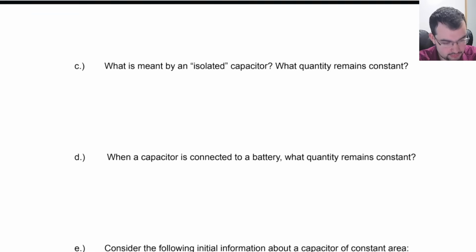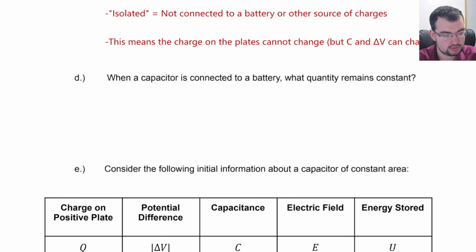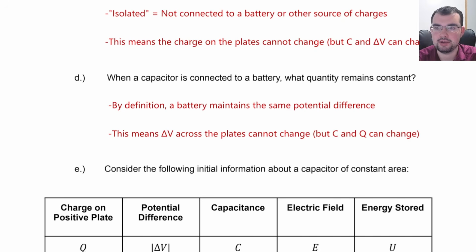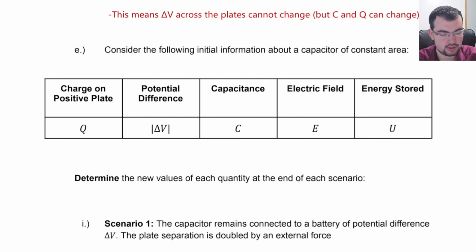So on that topic, an isolated capacitor by definition is a capacitor that is not connected to anything. So the charge on the plates cannot change because it's just living on an island. There's nowhere for the charge to go. So this means since Q can't change, C and delta V must change to maintain constant Q, because Q equals CV. And then conversely, connecting to a battery enforces potential difference, so you can change C and Q to maintain a constant delta V.